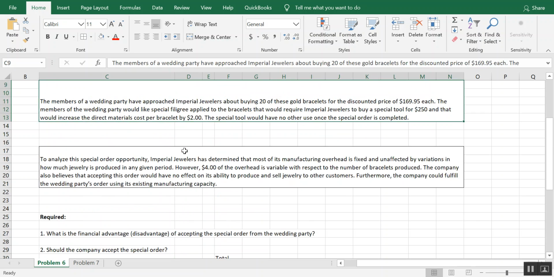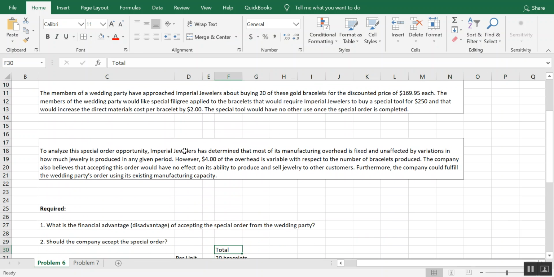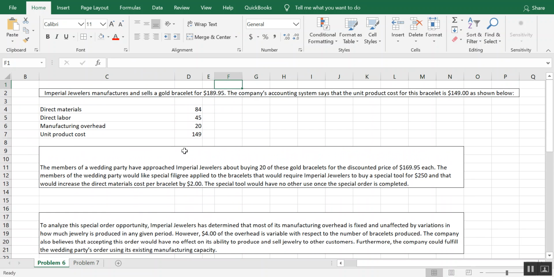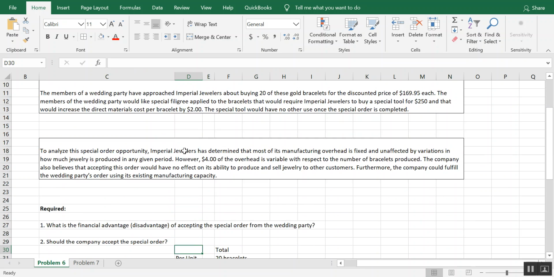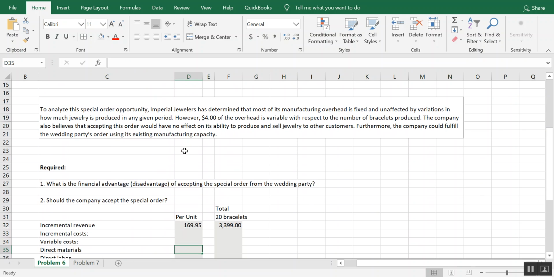So we have a total incremental income of $3,399. So that's the total incremental income. Now we need to come up here and pick up these direct material costs and direct labor costs per unit. So we're going to do incremental cost for variable costs.